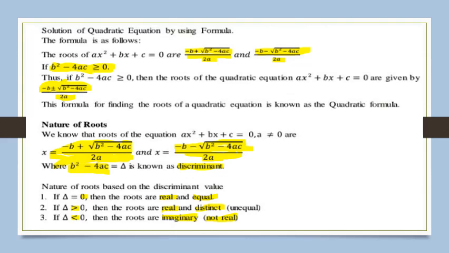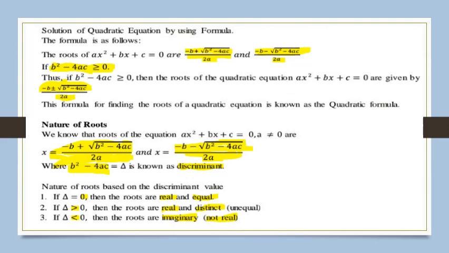So here x = (−b + √(b² − 4ac)) / 2a. This is one solution, and the second solution is what? The terms are the same, with the difference only in the sign: x = (−b − √(b² − 4ac)) / 2a. So these are the two solutions, the two roots of the quadratic equation.